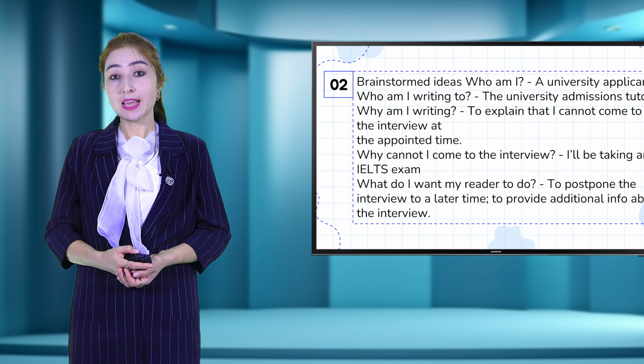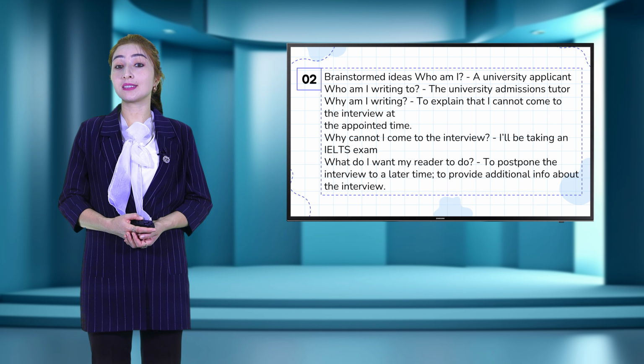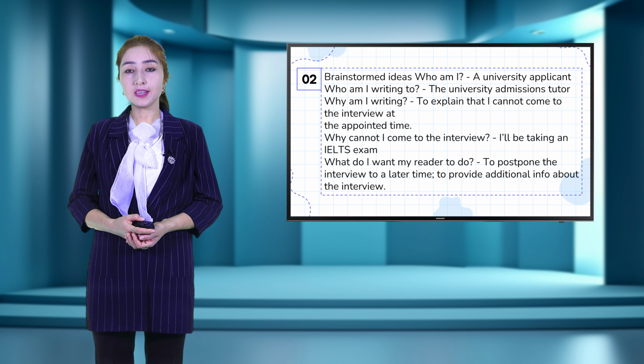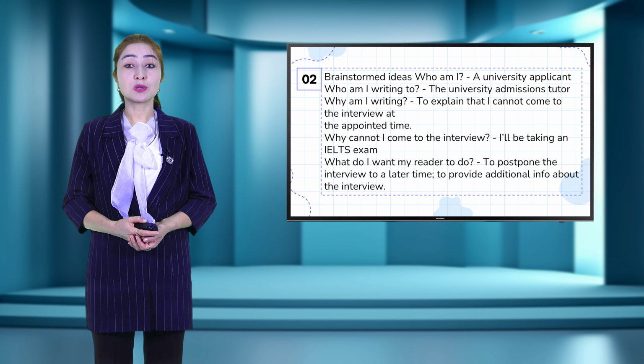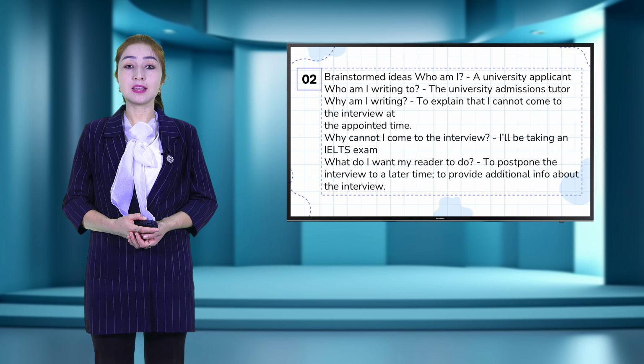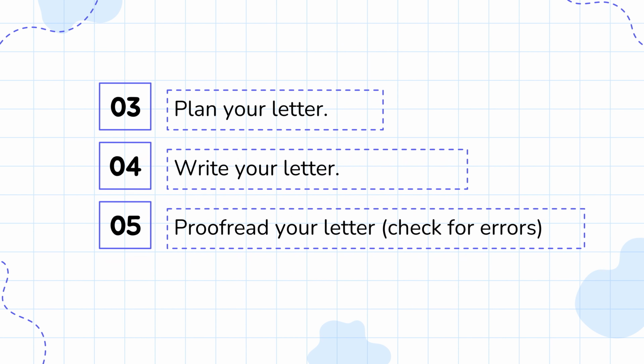And the last one, why can't I come to the interview? I will be taking an IELTS exam, for example, which will be your excuse or the reason for not coming to the interview. What do I want my reader to do? Here, to postpone the interview to a later time, and to provide additional information about the interview. The next steps, three, four and five, I will tell you one by one.